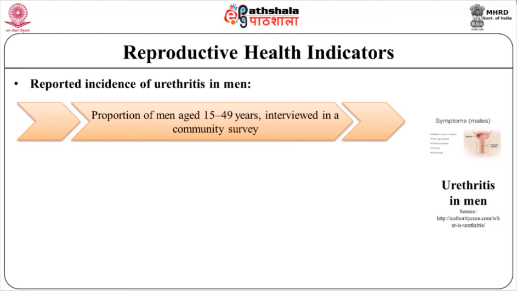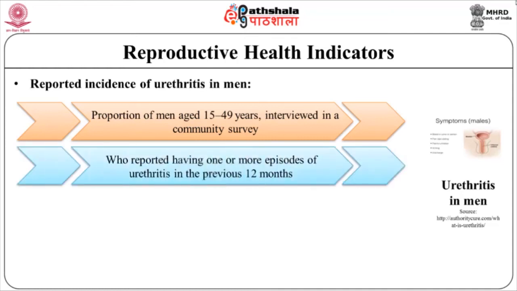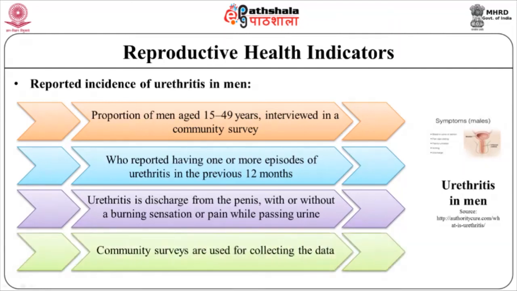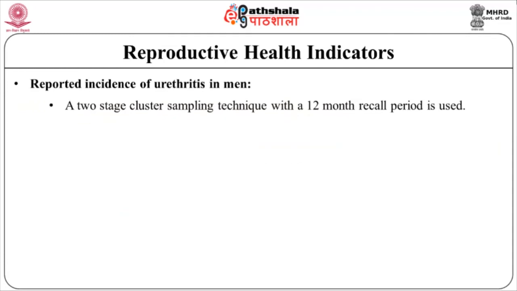The proportion of the men aged 15 to 49 years interviewed in a community survey who reported having one or more episodes of urethritis in the previous 12 months. Urethritis is discharge from the penis with or without a burning sensation or pain while passing the urine. Community surveys are used for collecting this data. A two-stage cluster sampling technique with a 12-month recall period is used.